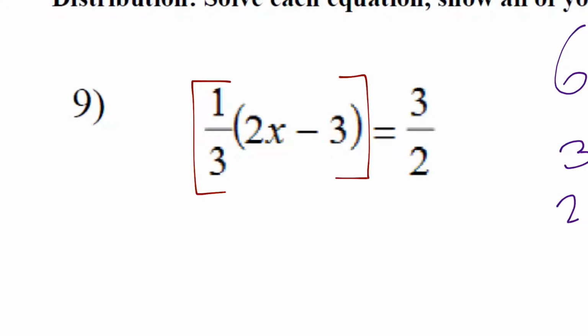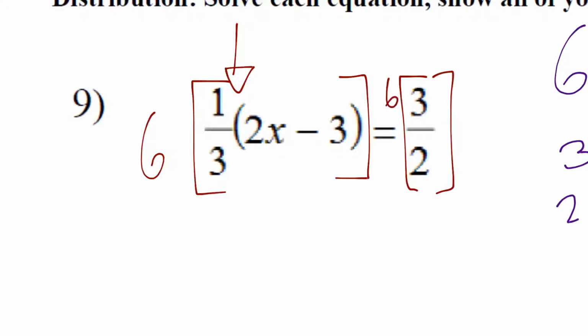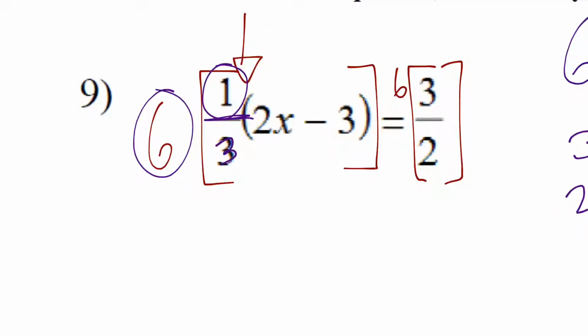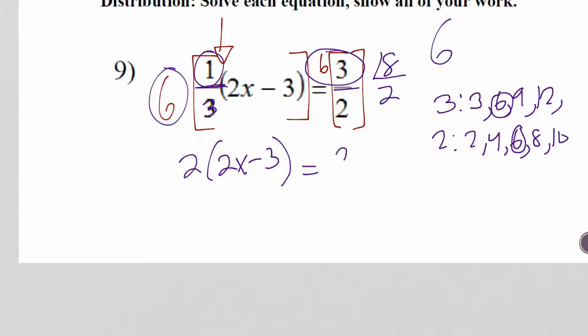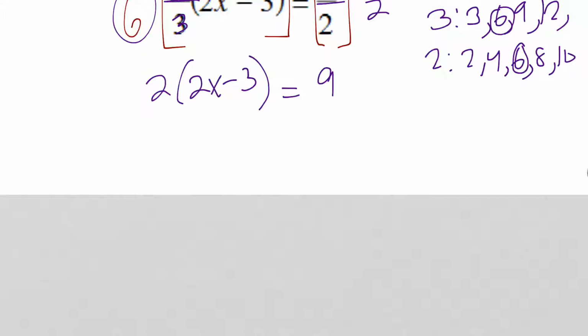Remember that this is one term, because when there's no operation in between the fraction and the parenthesis, that means multiplication. So this is still one thing. Then I will multiply the second term by 6. 6 times the numerator 1 is 6. And what's 6 divided by 3? That is 2. Rewrite the 2x minus 3. Then on the right side, 6 times 3 is 18. And what's 18 divided by this 2? 9. Solve by using distributive property now.